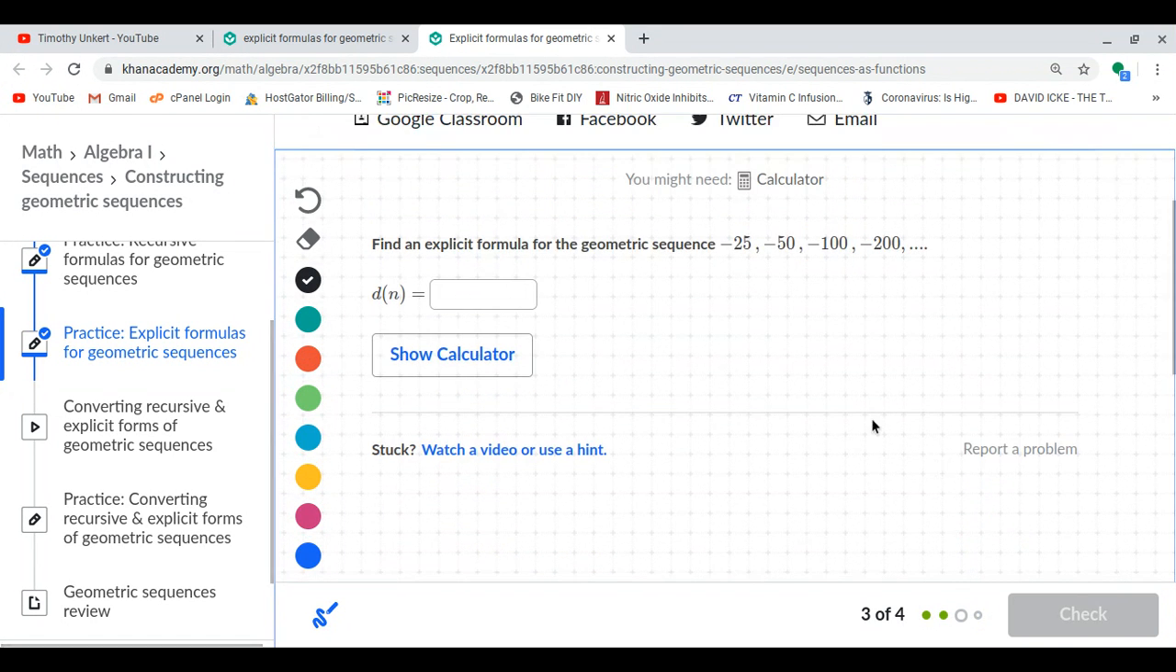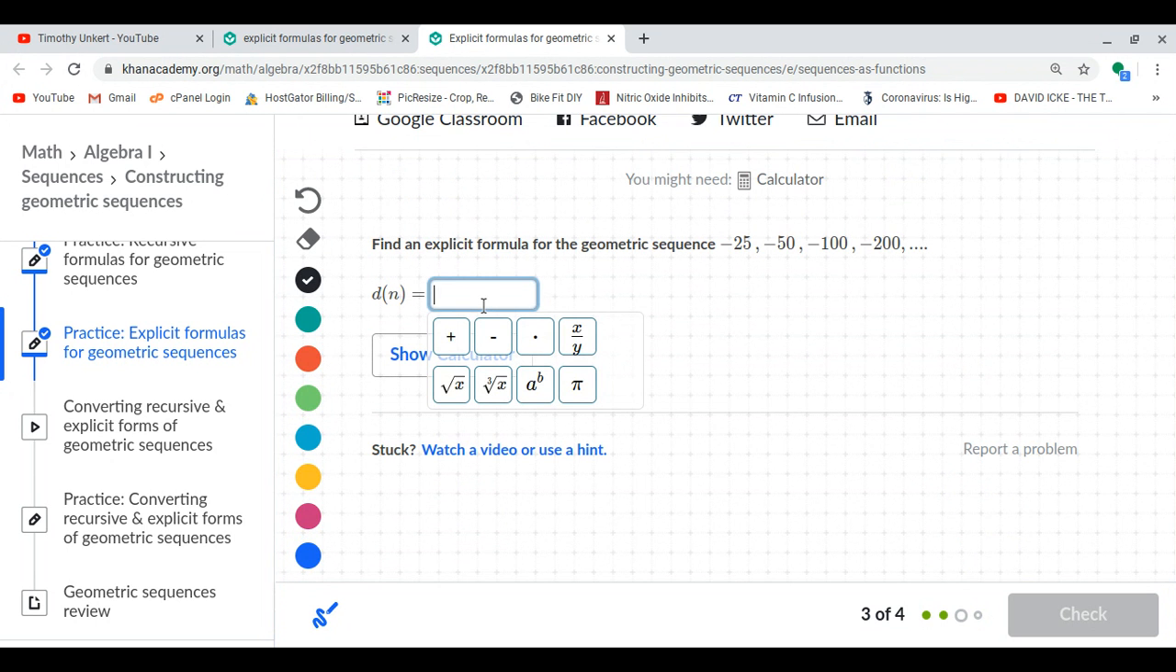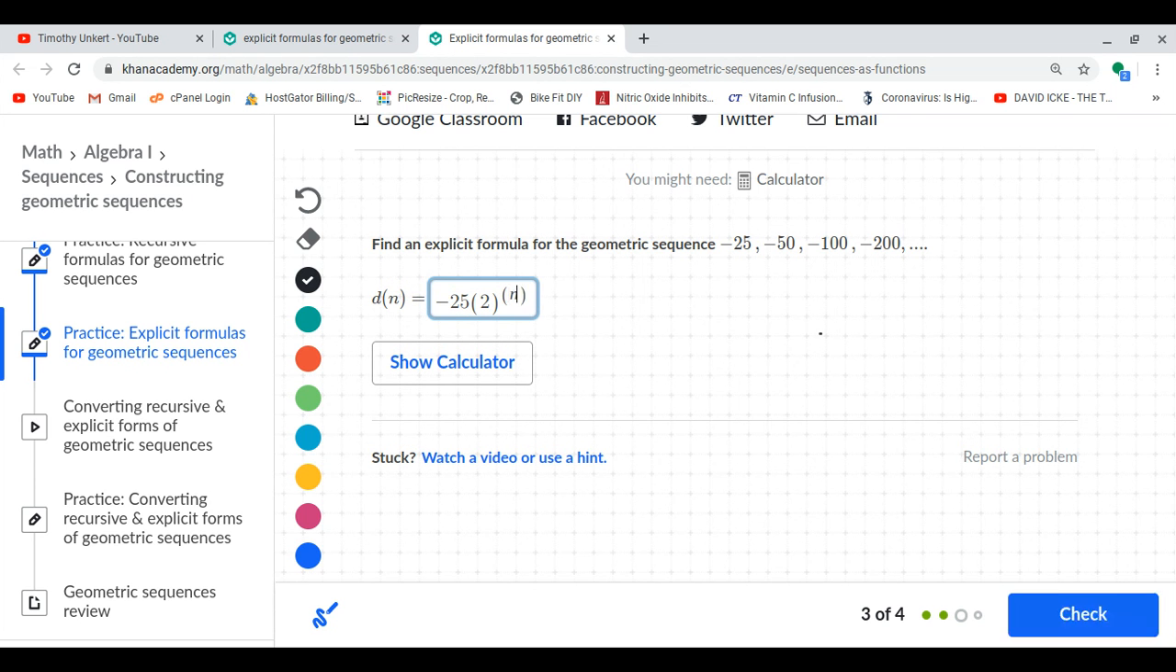All right. We're going to find the explicit formula this time. So we're going to start with the first term, negative 25. We can use a calculator if you really needed to, but what do you have to multiply negative 25 by to get negative 50? We're going to multiply it by 2. You're going to double it, right? And like I said, we're going to follow that format where we raise it to the n minus 1 power, because you're multiplying it one less time than the term you're looking for.